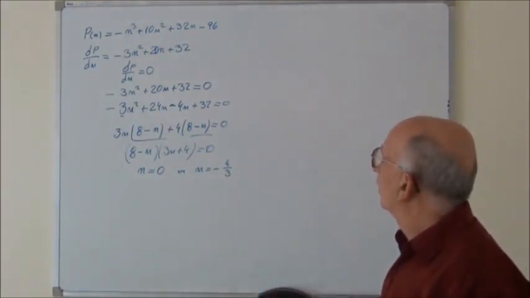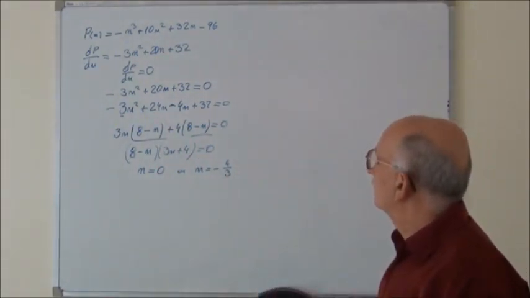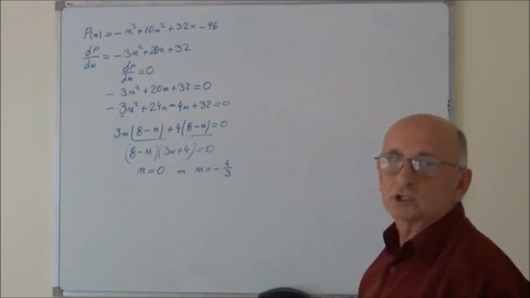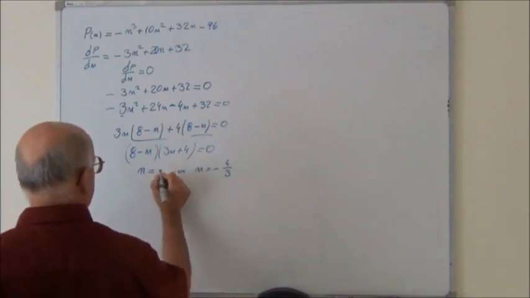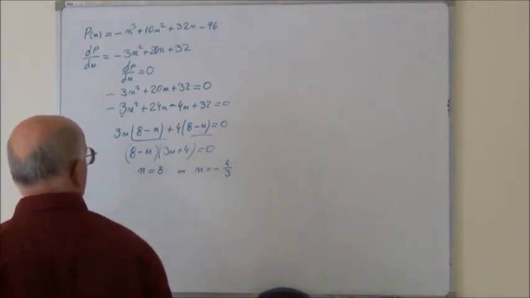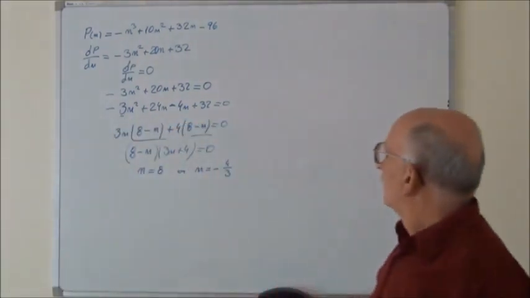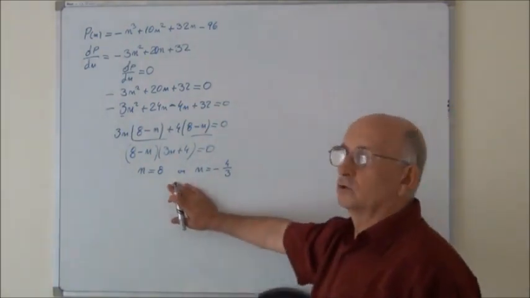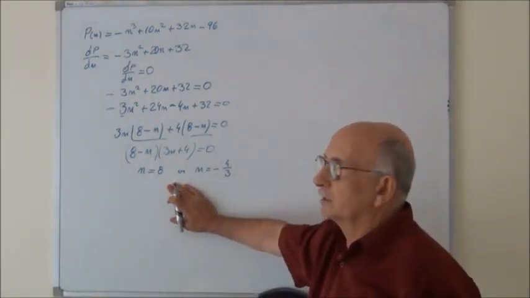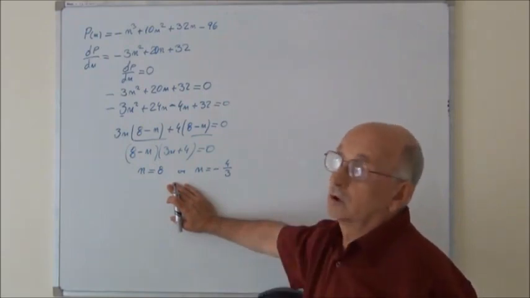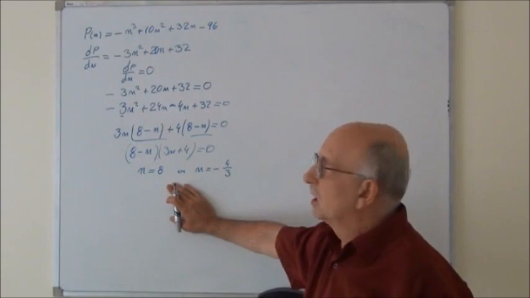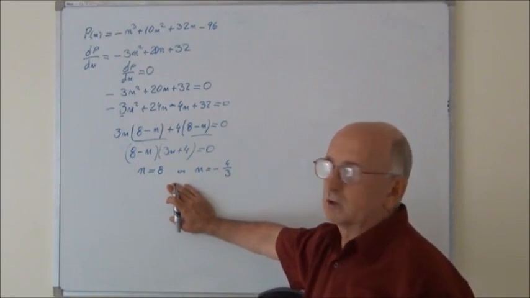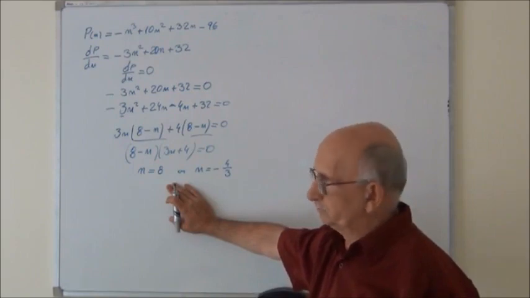So our derivative is giving us two stationary points. What I am writing should be 8, not 0. We have two stationary points, and we should investigate the nature of those stationary points to see which point is giving us a maximum and which point is giving us a minimum.